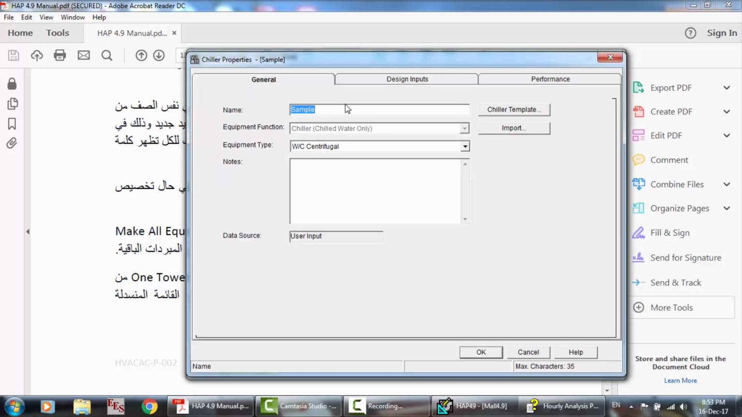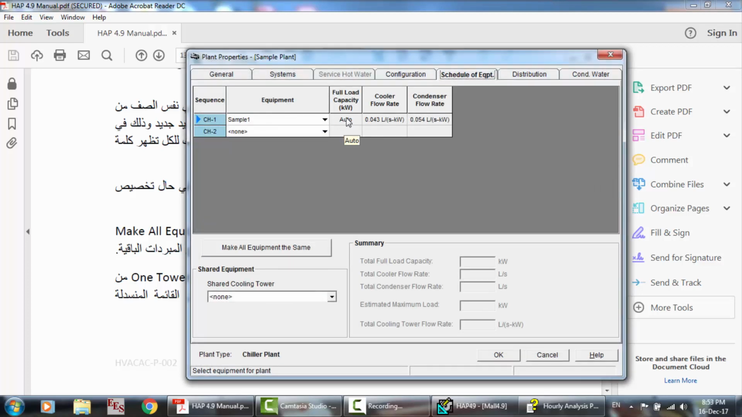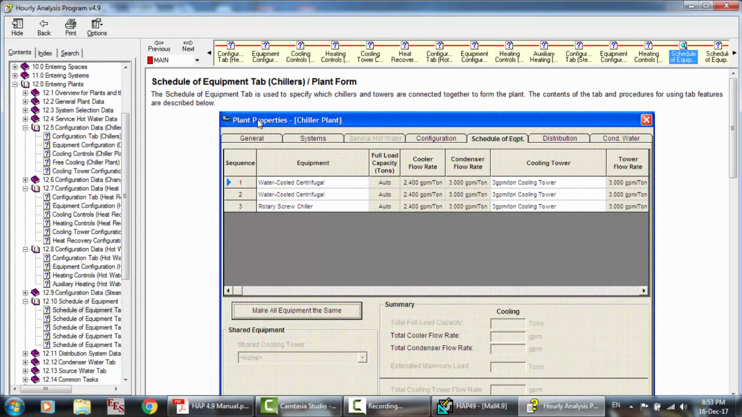So we find it auto, and this is the cooler flow rate according to the information of this sample. And here also you can use anything you want. So here as an example, this is the equipment, and they are sequenced. This is chiller number 1, chiller number 2, chiller number 3, and everything we need is here. And the step layout, schedule of chillers.